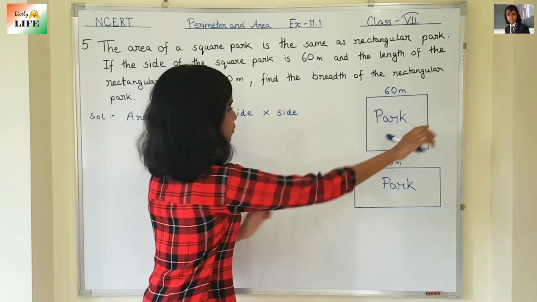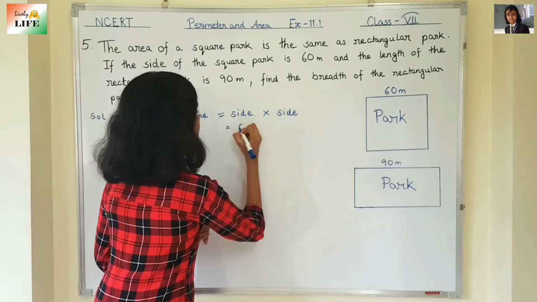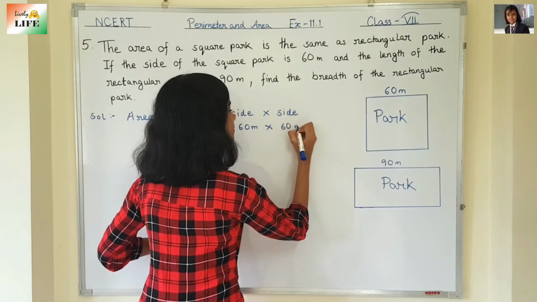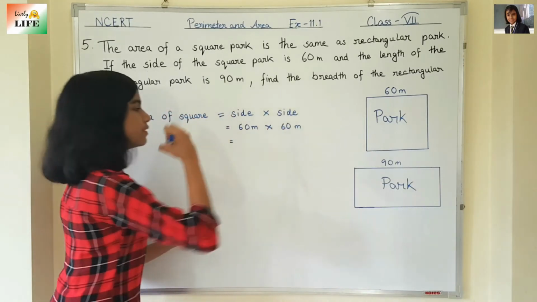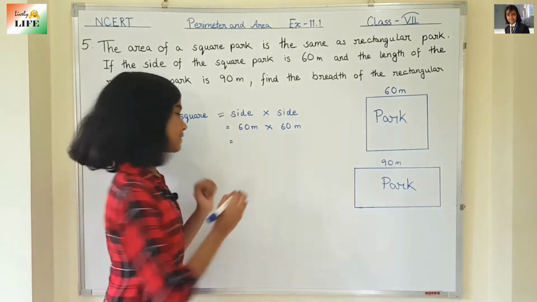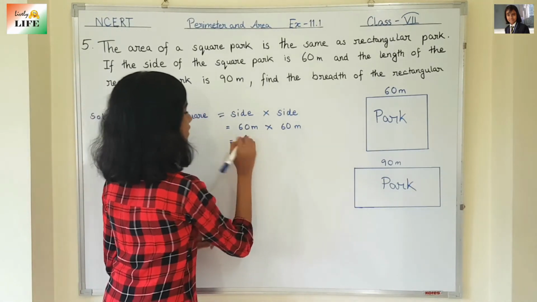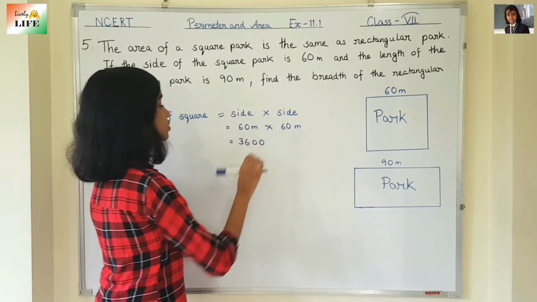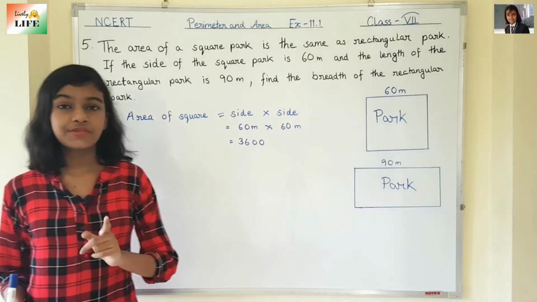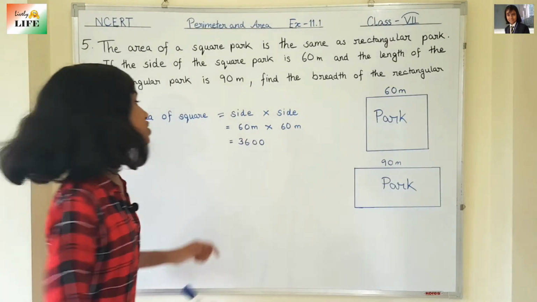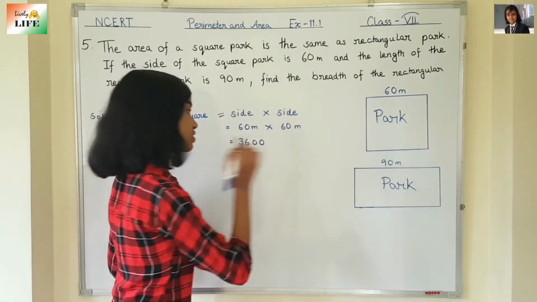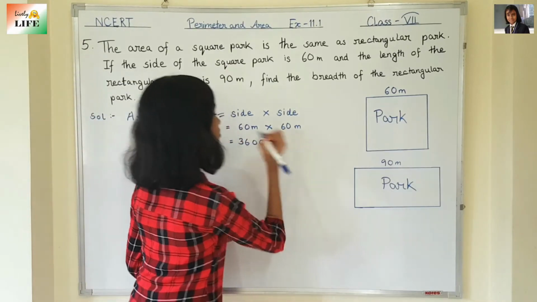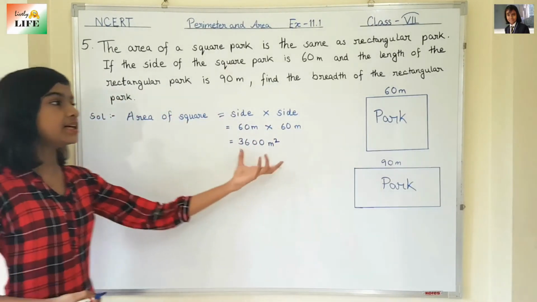That means all the sides are same. 60 meter multiplied by 60 meter. Now 6 6s are 36 and 2 zeros. Right? 3600. What is the unit of area? It is not meter, it is meter square, because meter into meter is meter square. Okay, if you write meter it will be wrong, it is meter square. So this is the area of the square.